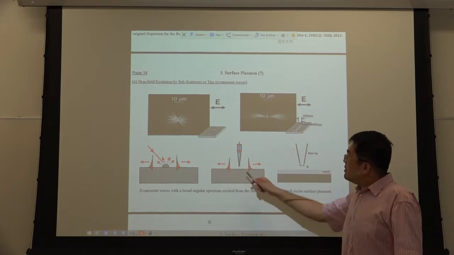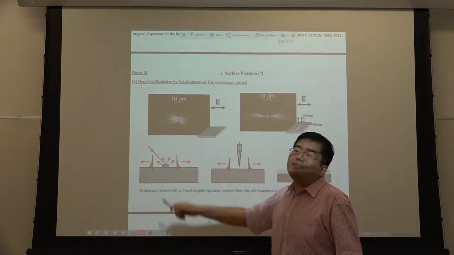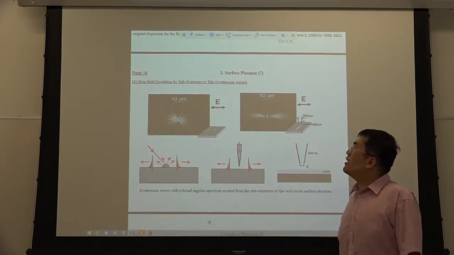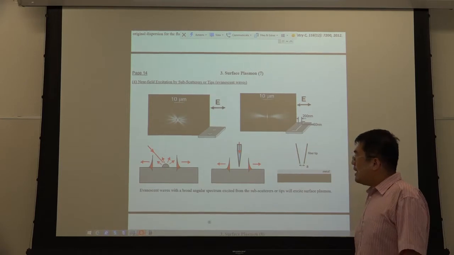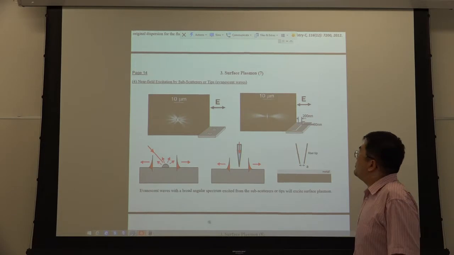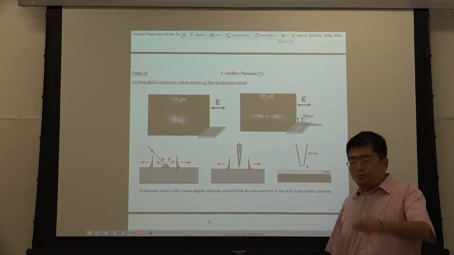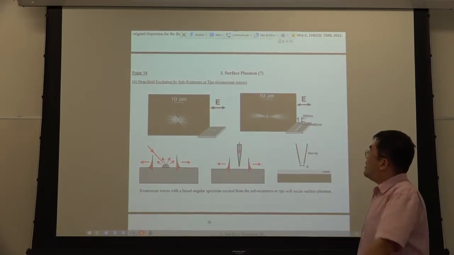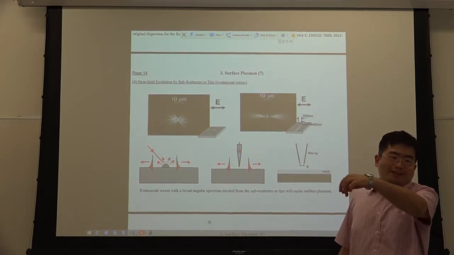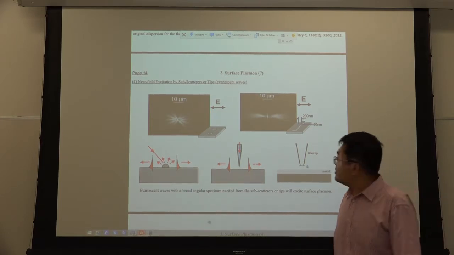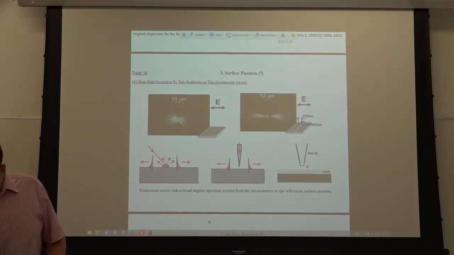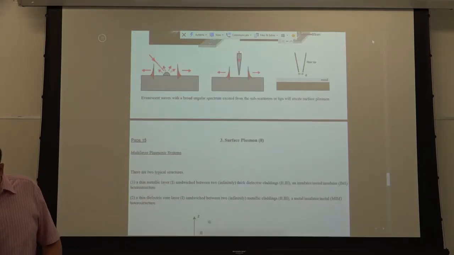So this small scatterer behaves like a Hertzian dipole, and so it can excite the surface plasmon. This is another way: the evanescent wave from a subscatterer or tip has a broadband angular spectrum. This is very easy. When you use a fiber tip, or atomic force microscopy with a very small tip, it can excite that. So it is really realizable. This is a full method to excite the surface plasmon.